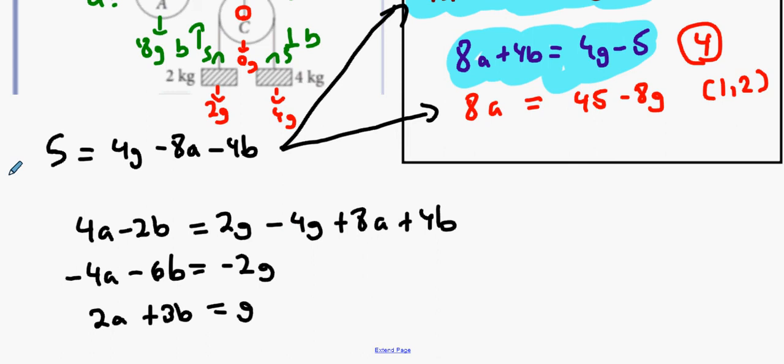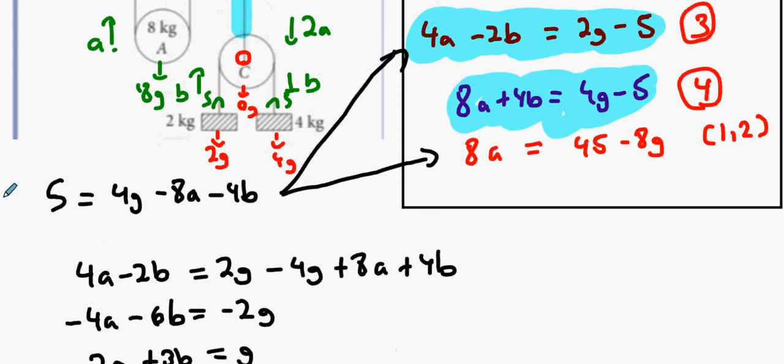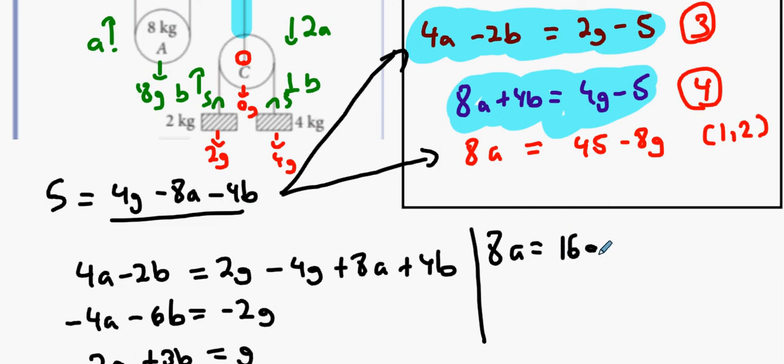Now the next thing I'm going to do is insert equation s into the combination of equations 1 and 2. So this one here. So it's going to be 8a. It's going to be 4 times s. So 4 times this is going to get me 16g minus 32a minus 16b. And then there's going to be my minus 8g at the end.